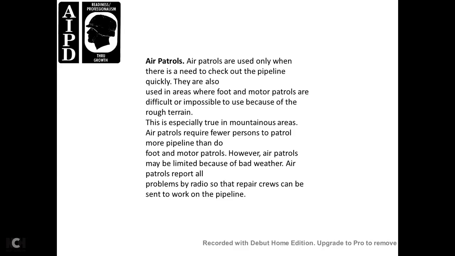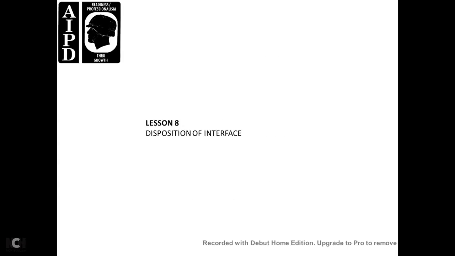Air patrols, when used, need to check out the pipeline quickly, and they are used in areas where foot and motor patrols are difficult or impossible to use because of rough terrain. This is especially true of mountainous areas. The air patrols require fewer persons to patrol more pipeline than do the foot and motor patrols. However, air patrols will be limited because of bad weather. Air patrols report all problems by radio so repairs can be sent to work on the pipeline.